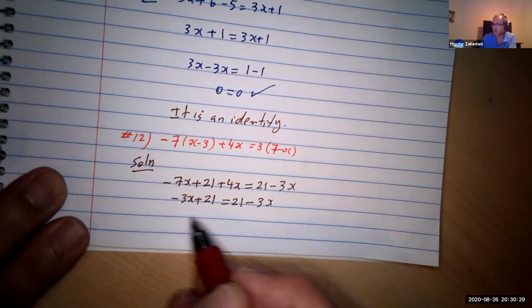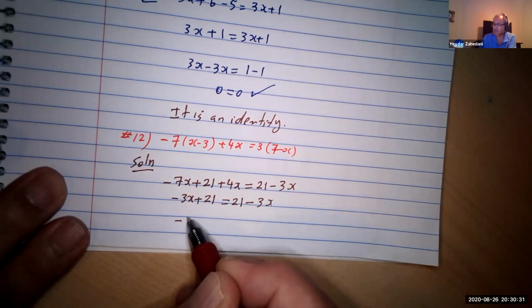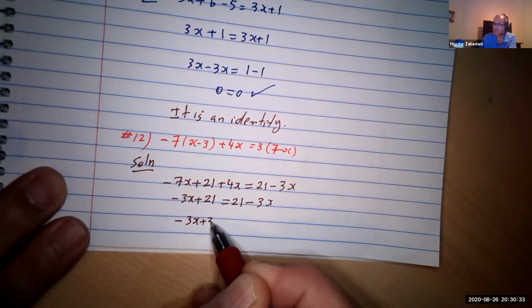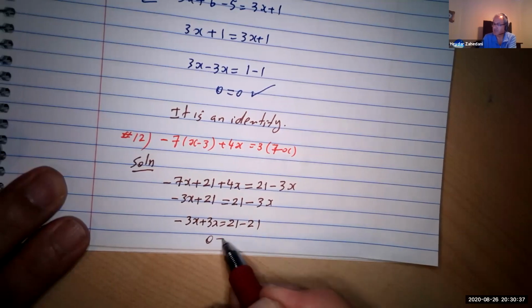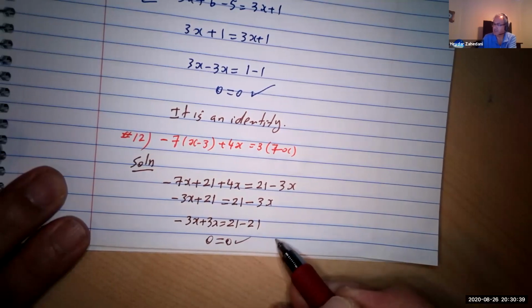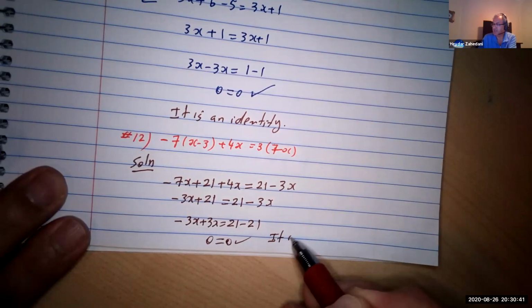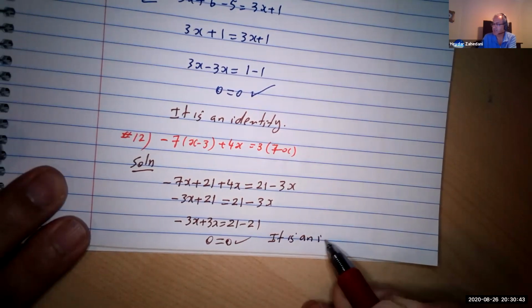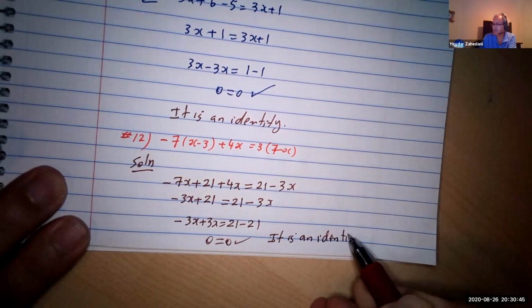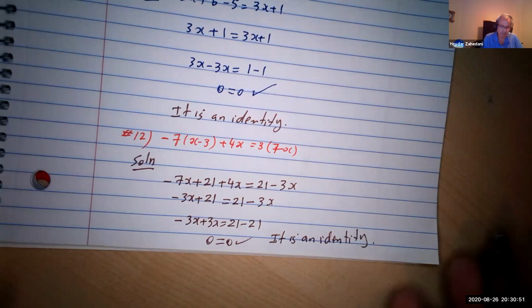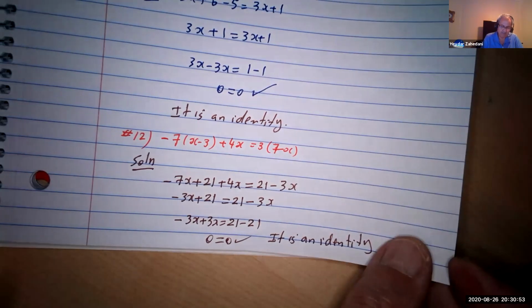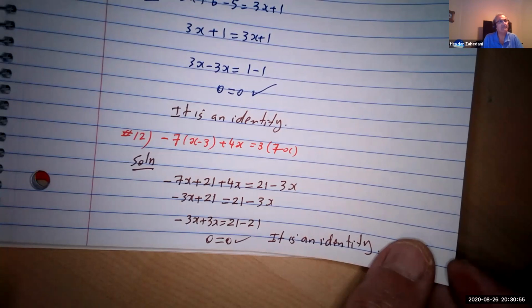If you don't have to continue, but if you want to continue, negative 3x plus 3x, and that would be 21 minus 21. That gives you 0. It's an identity. I just wanted to use the even one; it happens to be the case. But we can try another one so that you can see it. Any question?